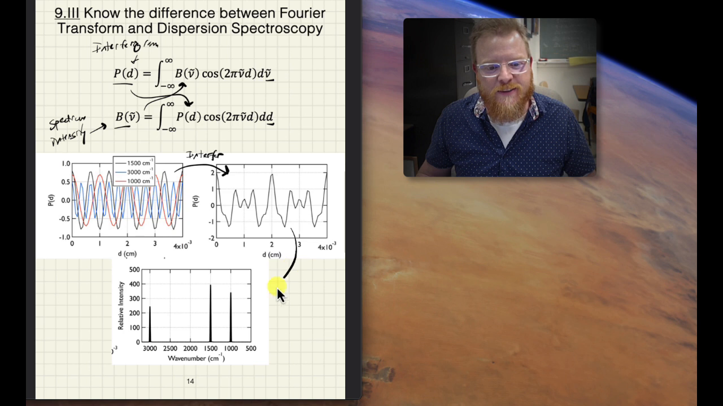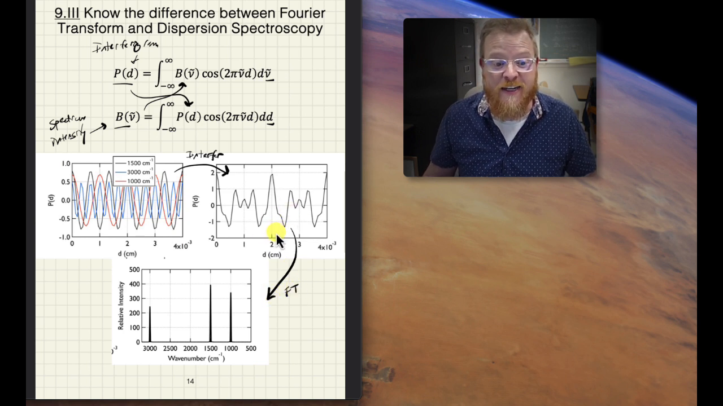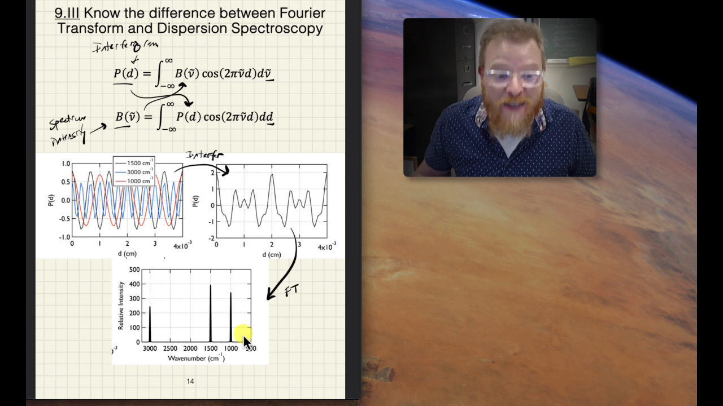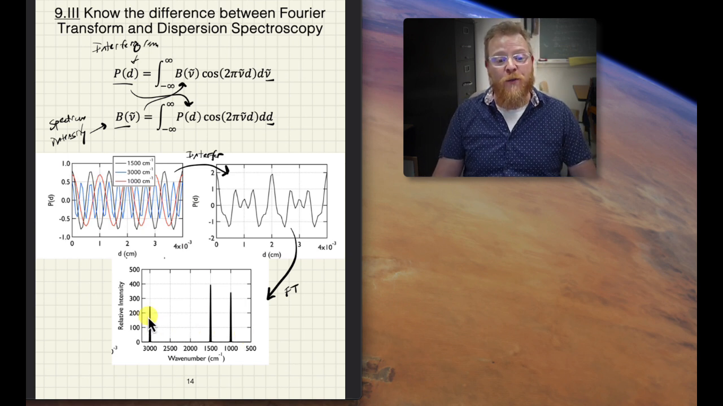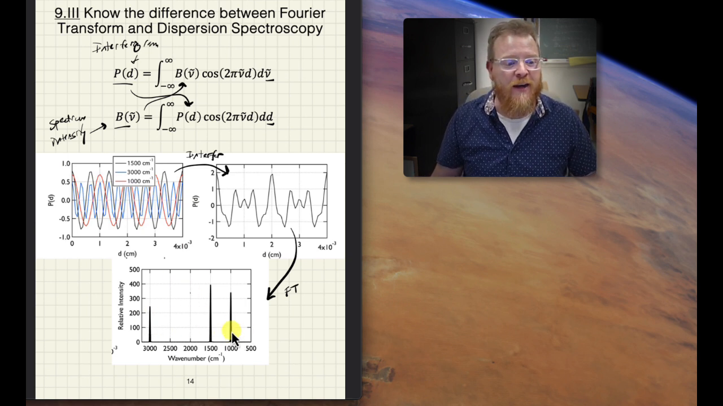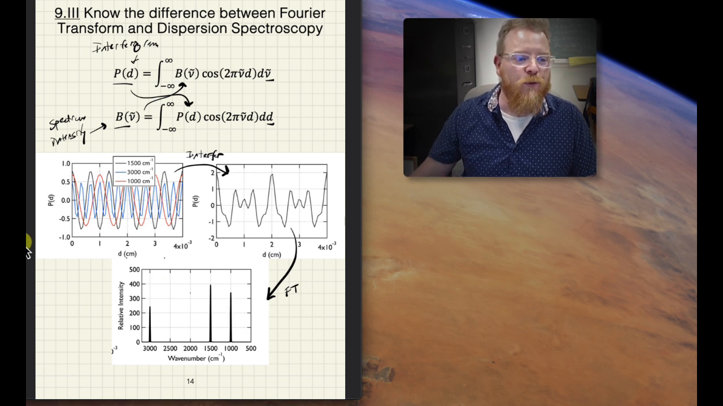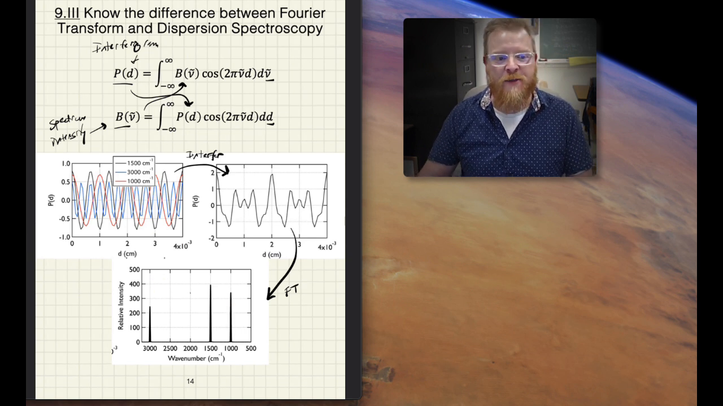We can thus take the FT, the Fourier transform of this signal, and it will separate those peaks out for us, right? There they are, the 3000, the 1500, and the 1000. Pretty cool stuff, I think.